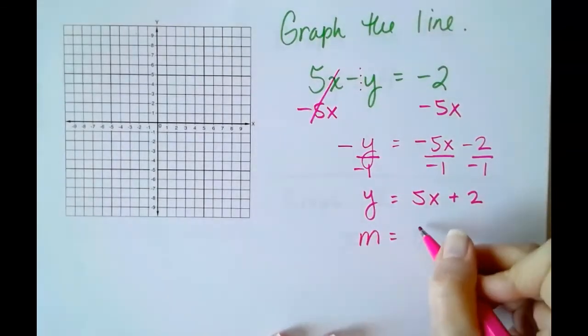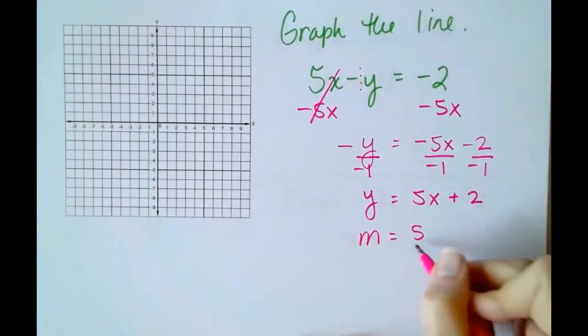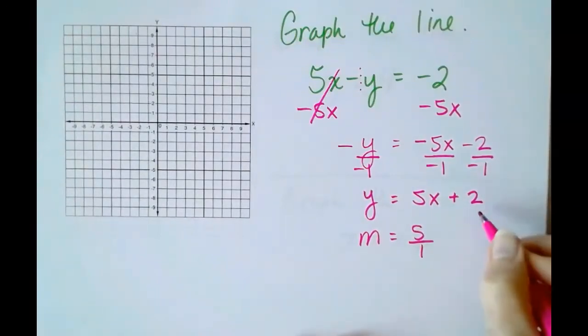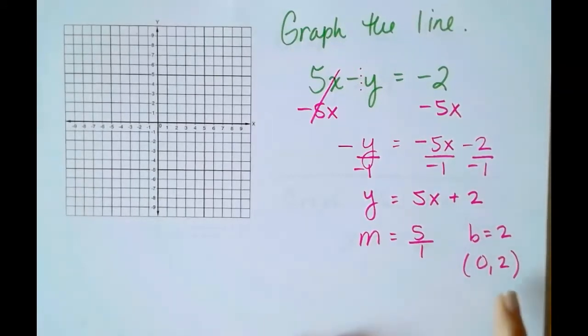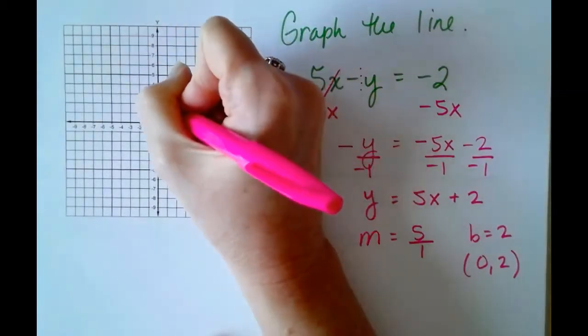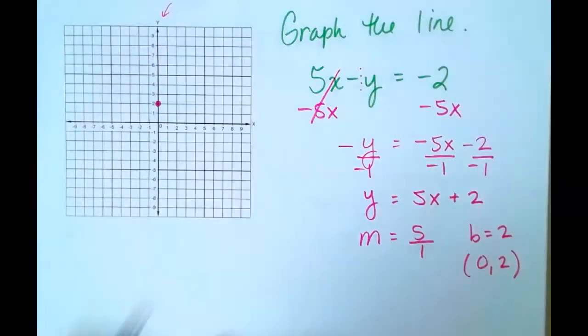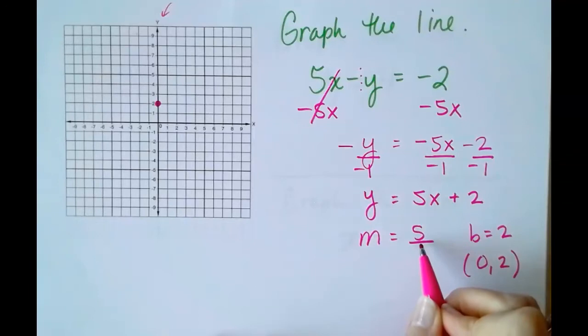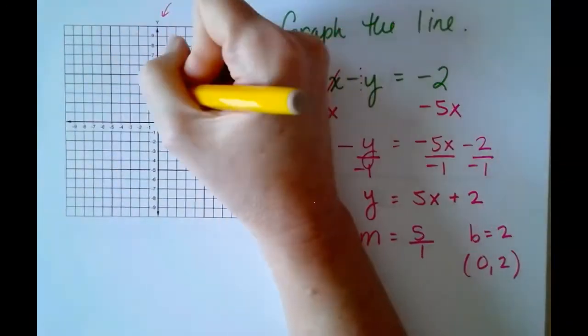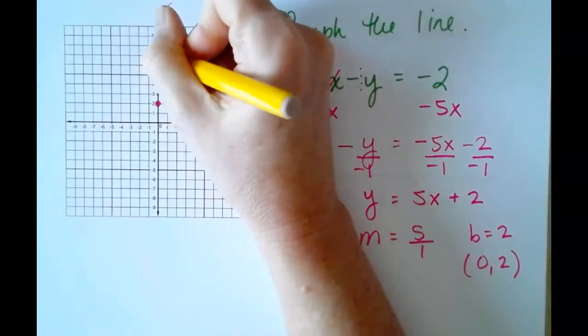Our slope is 5, which is the same as 5 over 1. Our y-intercept is 2. b is equal to 2, which translates to the point 0, 2. Plot the point. Remember, we're always plotting on the y-axis because this is our y-intercept. And then we will rise and run. So rise 5. 1, 2, 3, 4, 5.